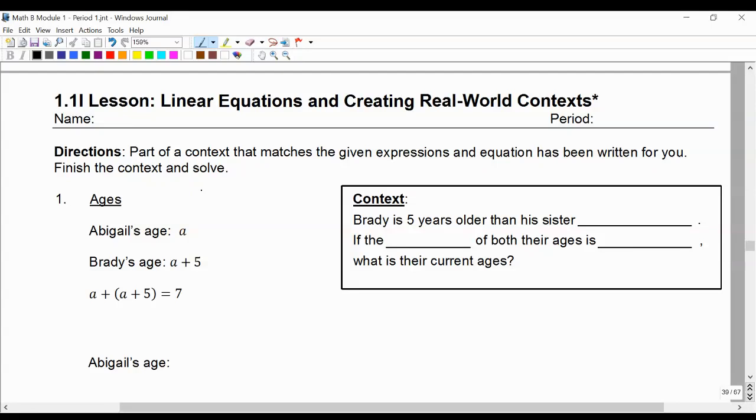This is the 1-1-I lesson. In this one, we're going to do like we did in H. That's why we're doing these lessons together. But the new thing is we're going to actually be creating the word problem or the story problem.